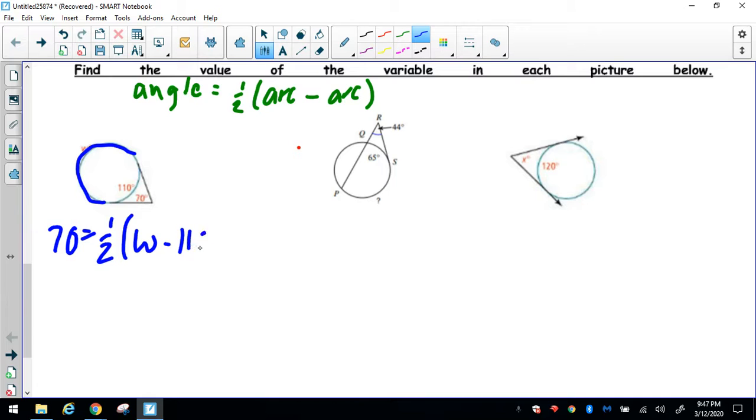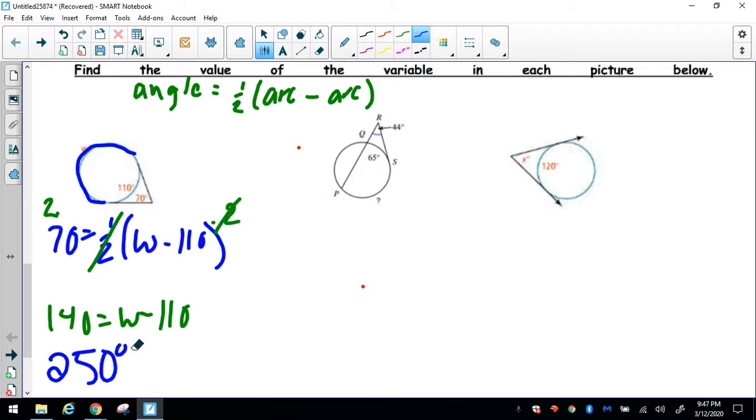So W minus 110. And I don't really want to deal with distributing a half and dealing with a half of a W because that's weird. So I'm going to multiply both sides by 2. 70 times 2 is 140. This half and the 2 cancel, so you're left with W minus 110. And then you can just add 110, and then you get that W is 250 degrees. Woohoo! Good job.